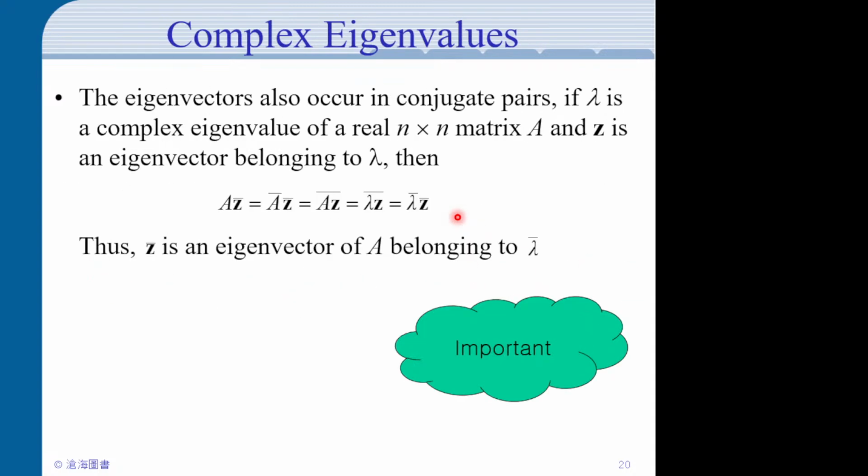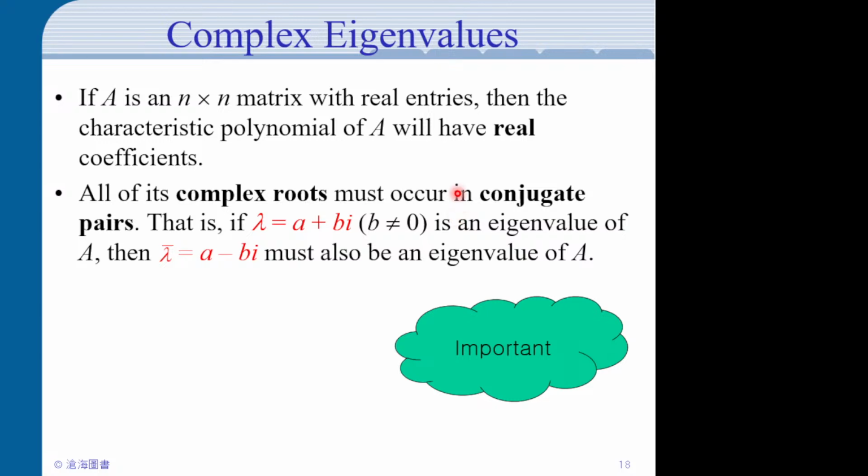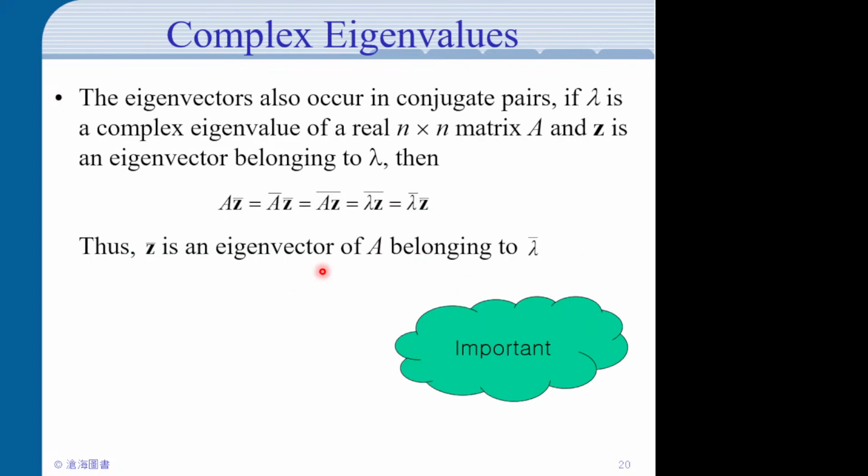So we have this notation, then we can say a little more thing. We just say that the eigenvalues come in conjugate pairs, and actually the eigenvectors then will also come in conjugated pairs. So here the important thing is the eigenvector. If lambda is a complex eigenvalue for a real matrix A, and z is the eigenvector of lambda, then we know lambda bar will be an eigenvalue, and actually the associated eigenvector will be z bar, as we see here.